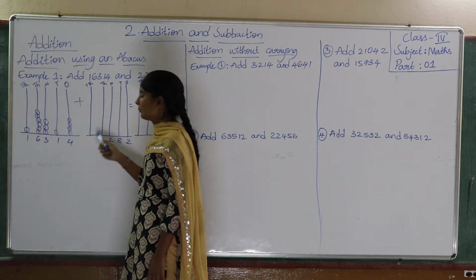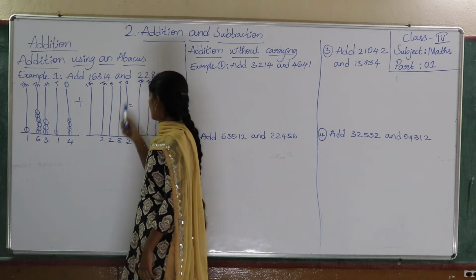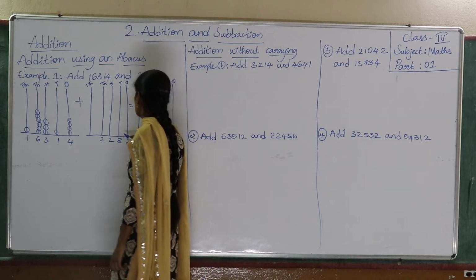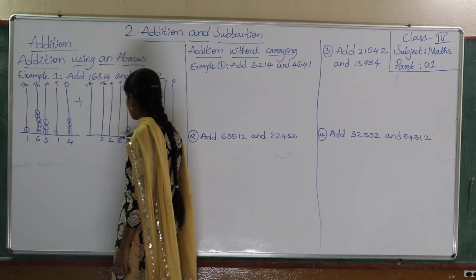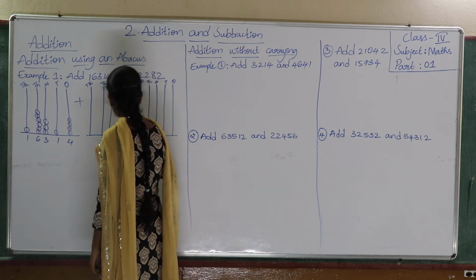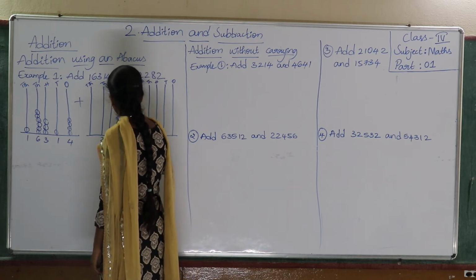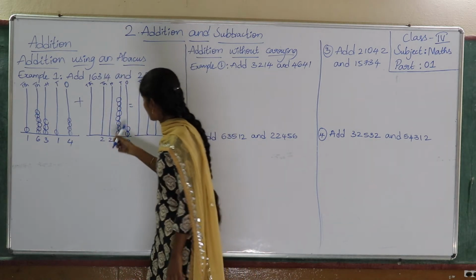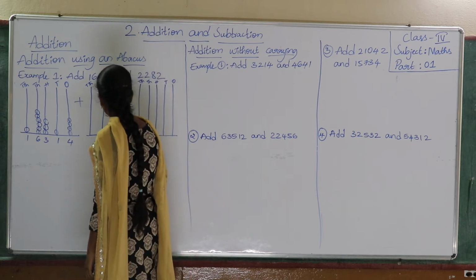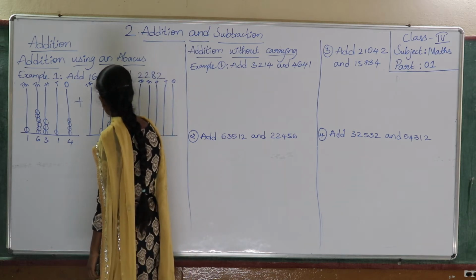Next, here we have the number 2,282. So 10,000 place no number, so 0. Ones place 2. So draw 2 beads. 1, 2. Next, tens place 8. Draw 8 beads. 1, 2, 3, 4, 5, 6, 7, 8. Next, hundreds place 2. Draw 2 beads. 1, 2. Thousands place also 2.